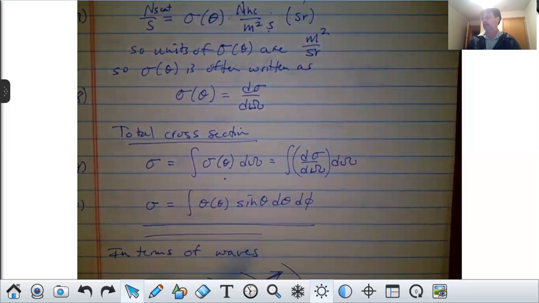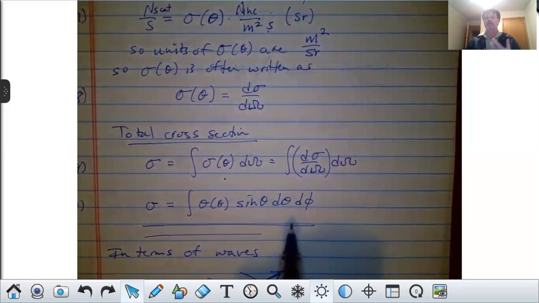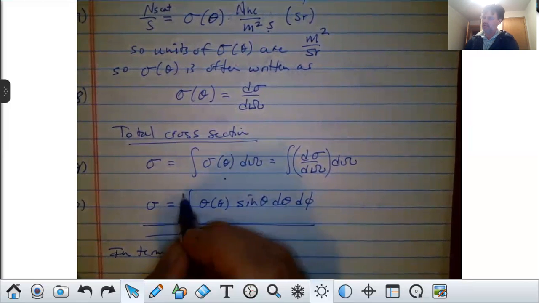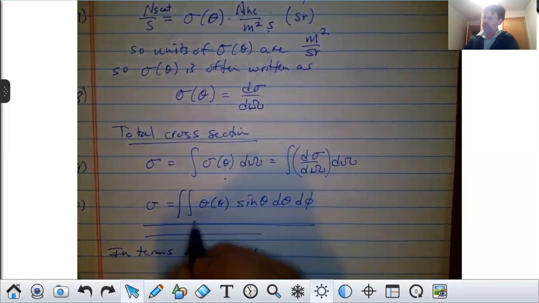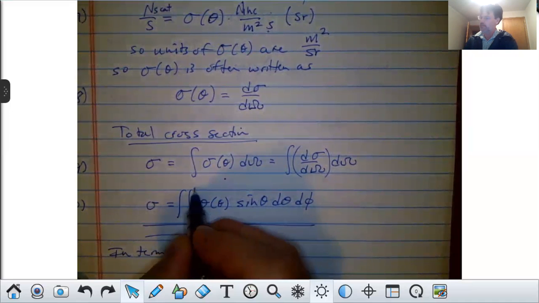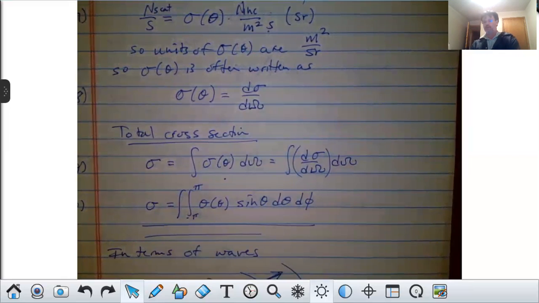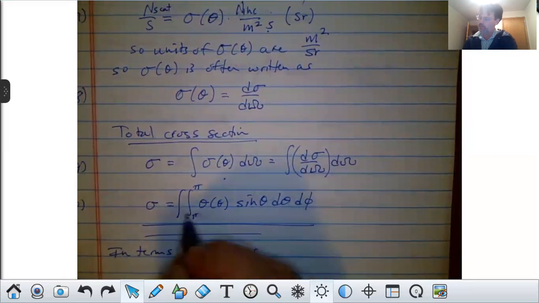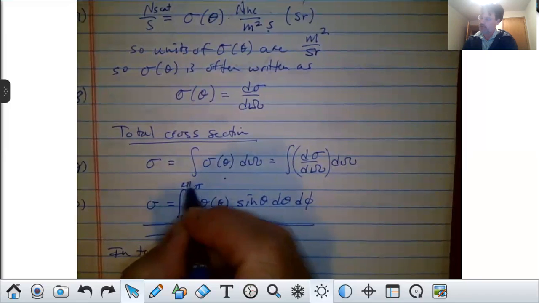So again, remembering that the solid angle is sine theta d theta d phi, I have to do an integral over all these angles. It's really a double integral. Integral over theta goes from pi, 180, to negative pi, or actually negative pi to pi, right? It goes over the whole polar angle range. Integral over phi goes from 0 to 2 pi.